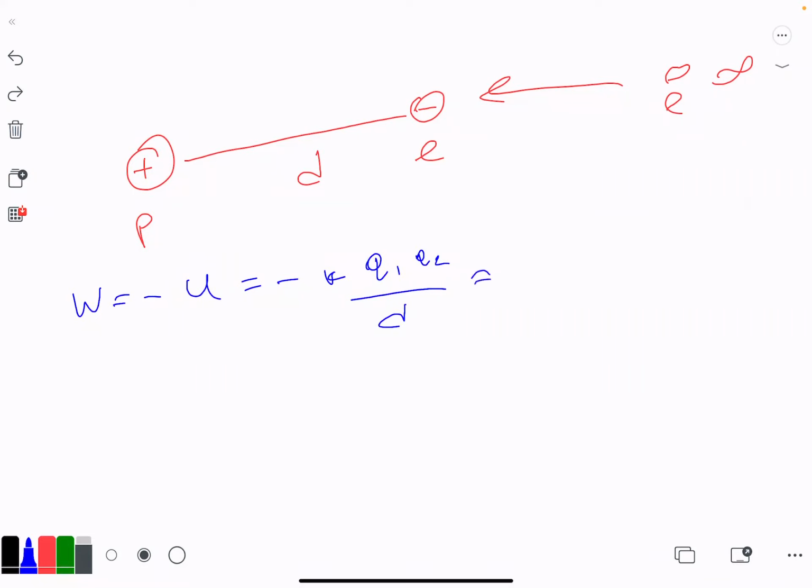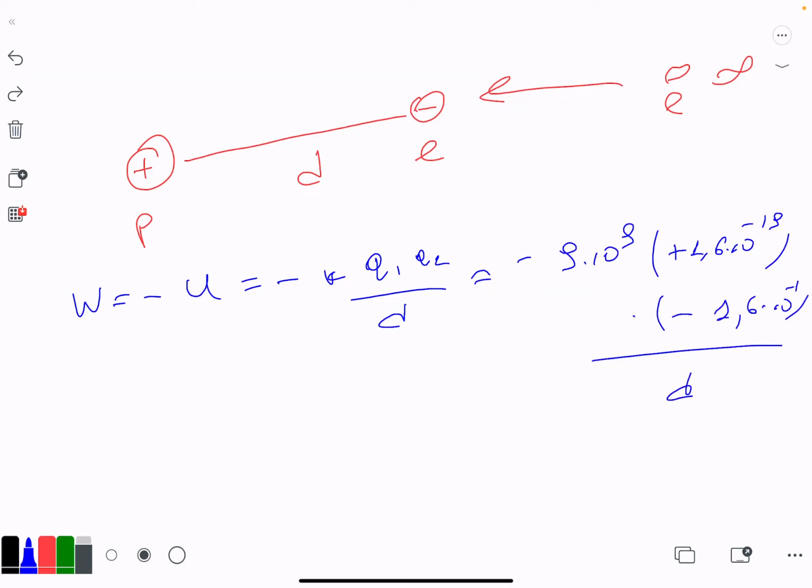So that means you have negative K, which is equal to 9 times 10 to the power of 9, times the charge of the proton, which is positive 1.6 times 10 to the power of minus 19, multiplied by the negative charge of the electron, 1.6 times 10 to the power of minus 19, divided by D, okay? Now, since you have negative with another negative, your final answer will be positive something joule, okay? Very important, guys, when you're finding, you have to know the sign, okay?